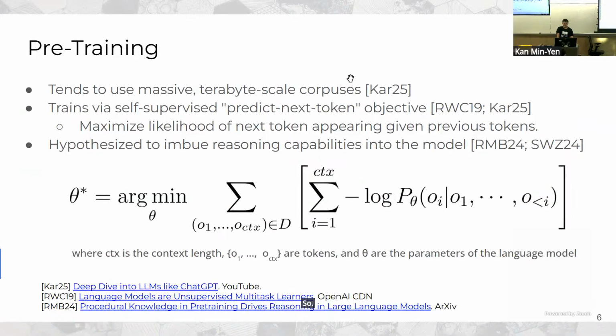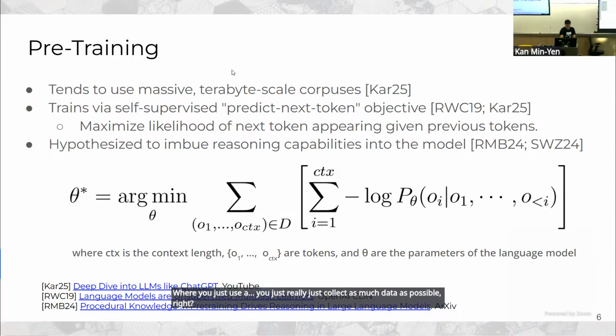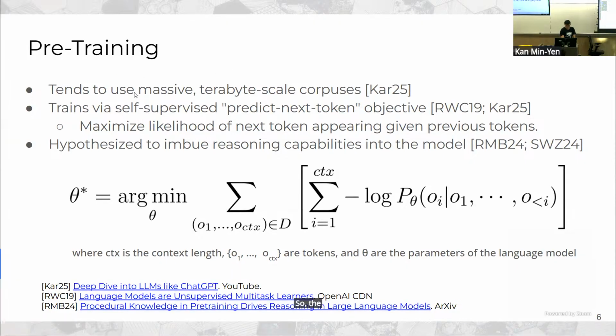So as I mentioned, right, we do have pre-training where we really just collect as much data as possible, right? So the thing here is that the data can be somewhat clean, but usually we don't really 100% care. We just want the scale. Scale is most important.